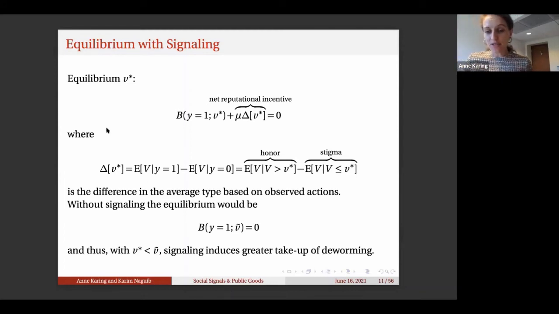The last equation you see assumes there was no visibility, so let's assume mu is zero. You see this below, taking up deworming treatment, with V tilde. I'm terrible, sorry, with little annotations. But the key point is that in the absence of visibility, the cutoff type in this instance would be higher, meaning that fewer people would decide to take up deworming treatment.